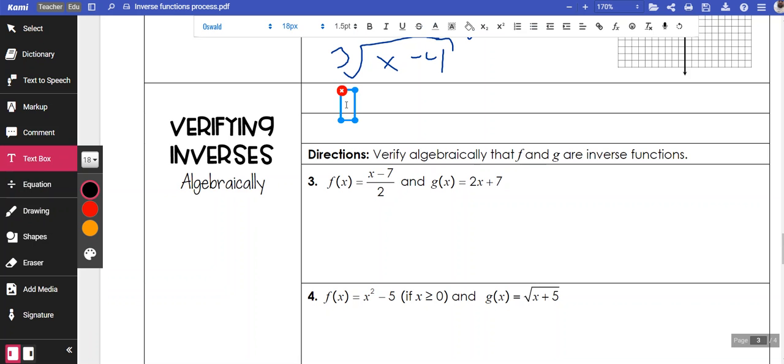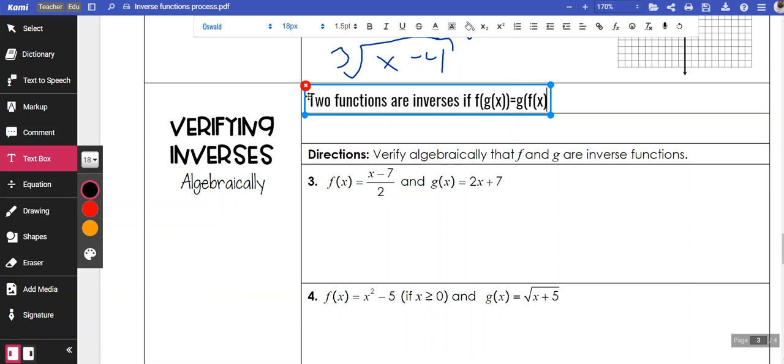the idea for this is that two functions are inverses if f of g of x equals g of f of x. What do you mean by that? Well, if f of g of x equals g of f of x, then you're good to go. So what do I mean?